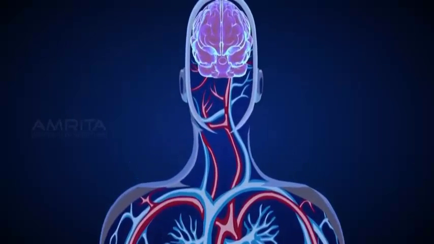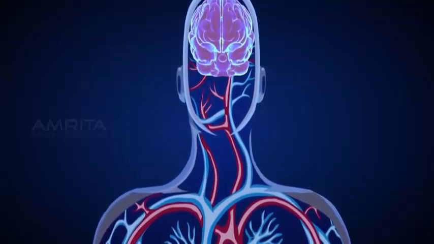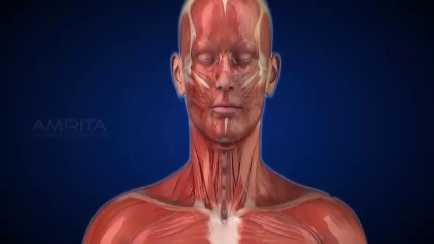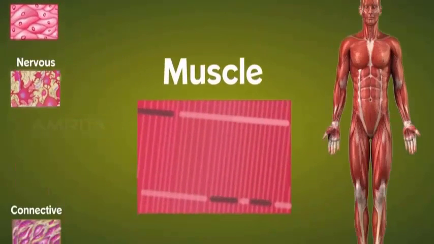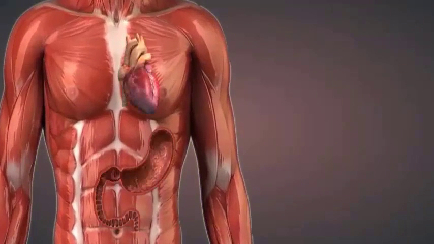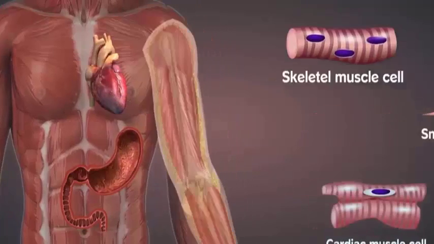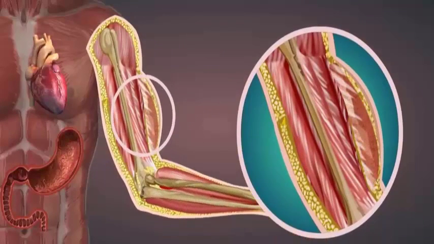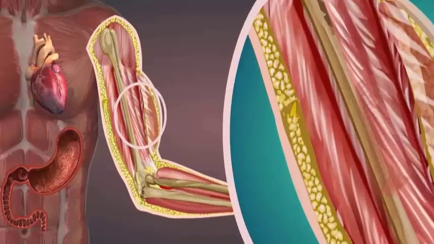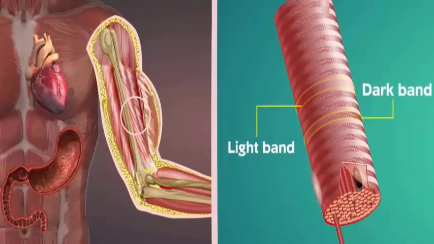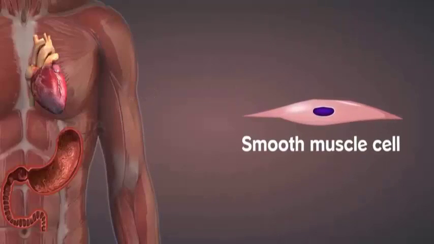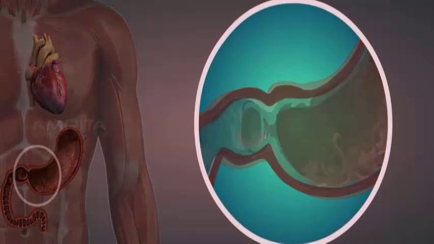The brain, spinal cord, and nerves are all composed of nervous tissue. The third tissue type is the muscle tissues that are responsible for the movement in our body. The 3 types of muscle tissues are skeletal, smooth, and cardiac. The skeletal muscle helps in locomotion and other voluntary body movements. It is made of long fibers with alternate light and dark bands or striations, so skeletal muscles are also called striated muscles.